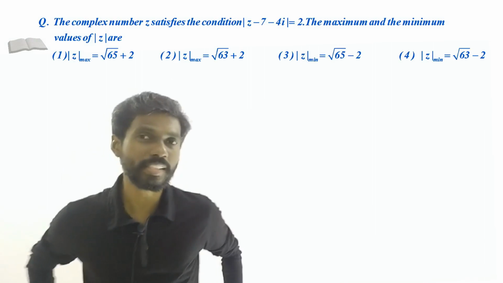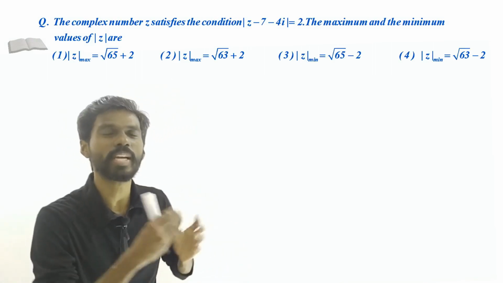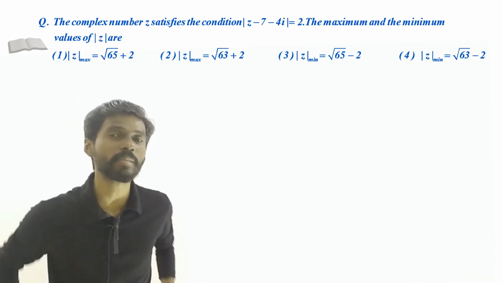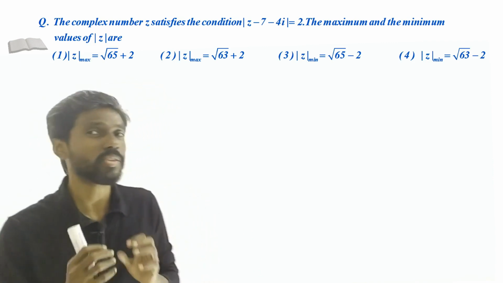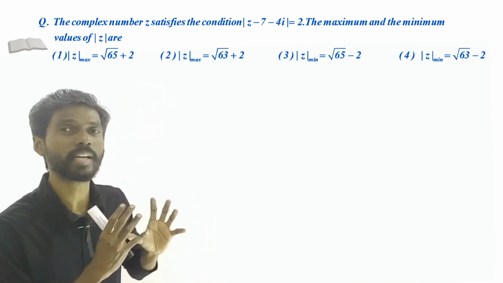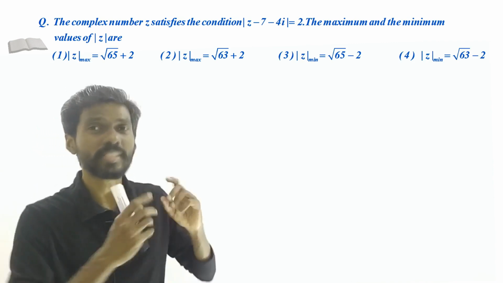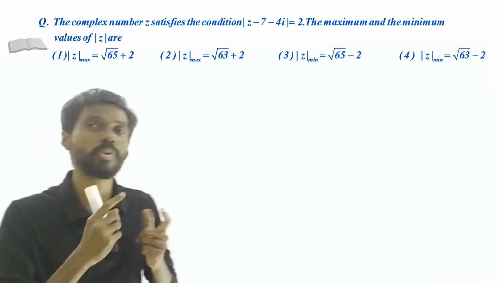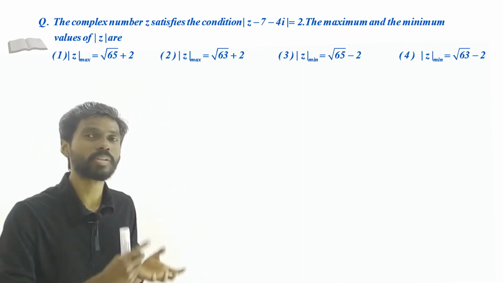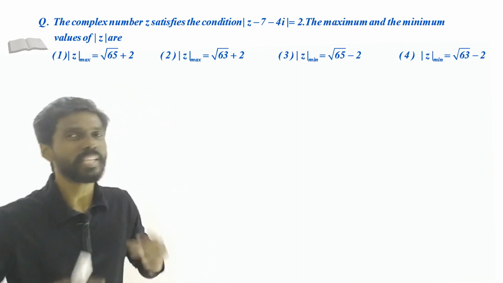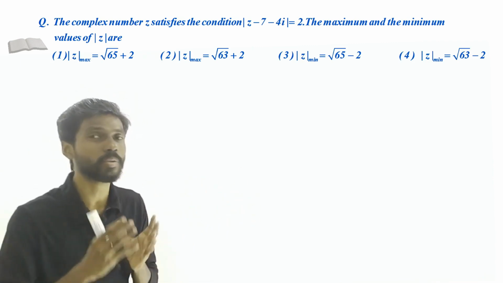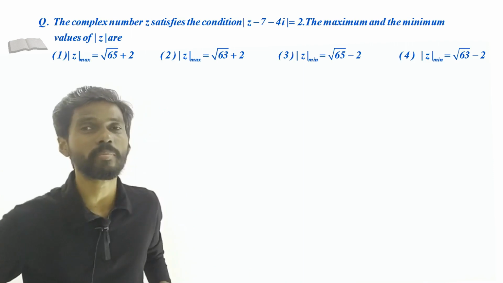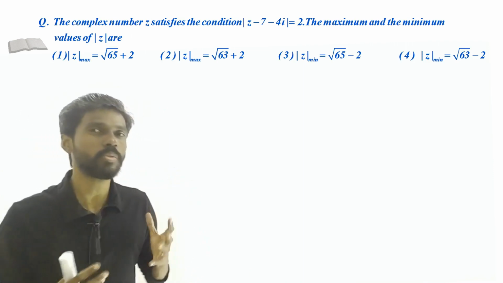Here a complex number z satisfies a certain condition, modulus of z minus 7 minus 4i equal to 2. We have to find the minimum and maximum value of modulus of z. See, it is not just one complex number satisfying this condition. There are many complex numbers that satisfy this condition, right? Among all the complex numbers, we need to find those which have minimum modulus of z and maximum modulus of z. It is the same question which is already done using the inequality, right? The modulus inequality. You can also do this question by using the geometry, right? So let us do both the methods, right?